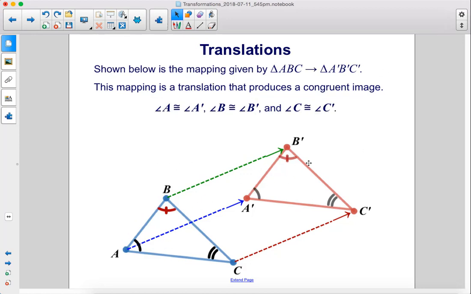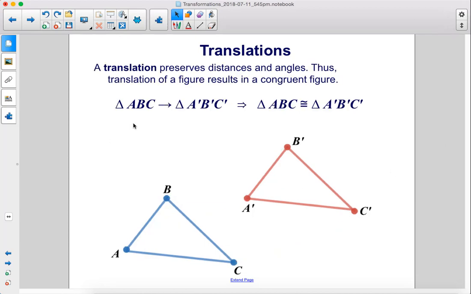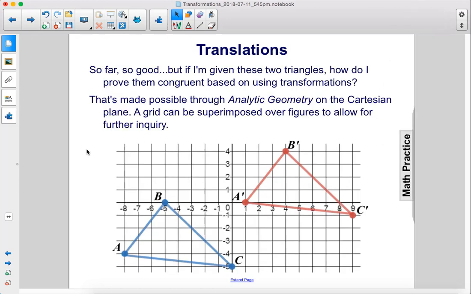Because they're congruent triangles, we also see that angle A is congruent to angle A prime, angle B is congruent to angle B prime, and angle C is congruent to angle C prime. Since triangle ABC maps onto triangle A'B'C', we know that the triangles are congruent. So far, so good. But if I'm given these two triangles, how do I prove them congruent using transformations? That's made possible through analytic geometry on the Cartesian plane.